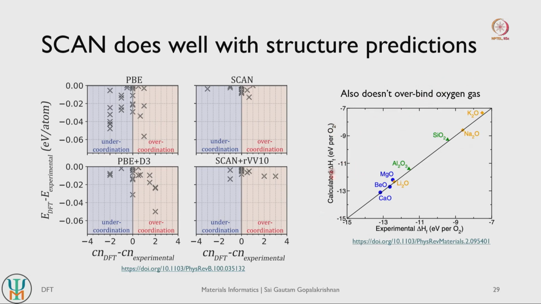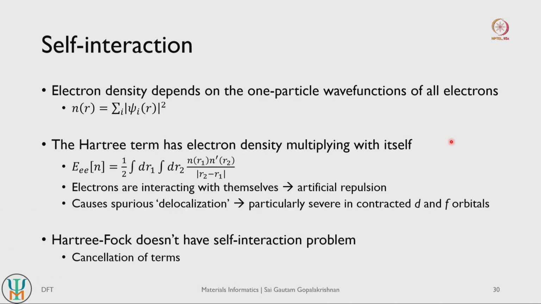So this is a plot of calculated or predicted formation enthalpies versus experimental formation enthalpies of various oxides. You have calcium oxide, magnesium oxide here, you have silica here and so on, so various types of oxides, and we see that SCAN predicts all the formation energies along the parity line. So SCAN does a very good job of not overbinding oxygen gas, which PBE does. So SCAN is in general good for structural predictions, and for thermodynamic predictions also SCAN is better compared to that of PBE.